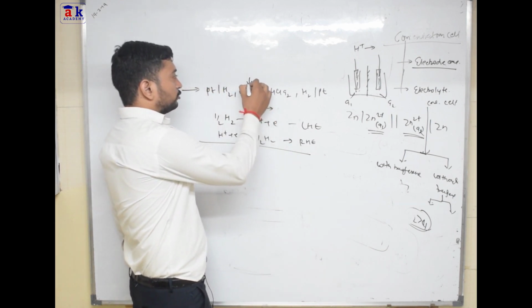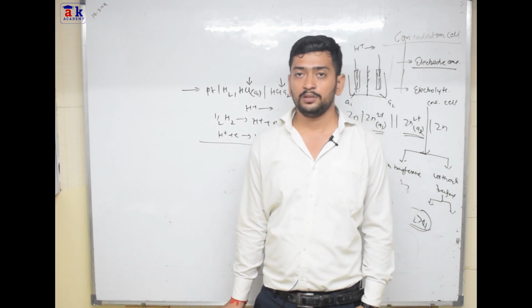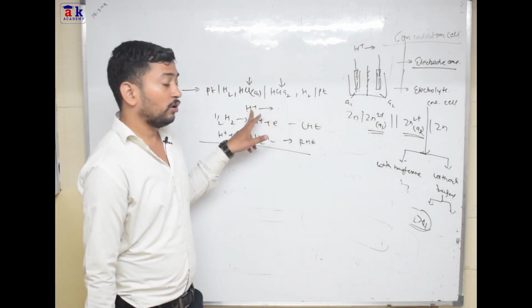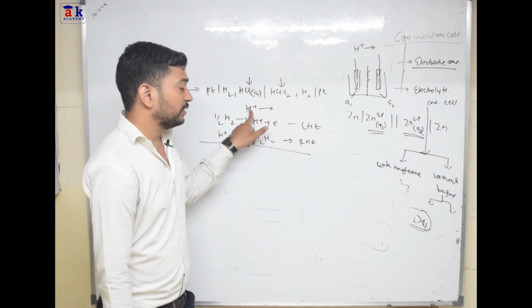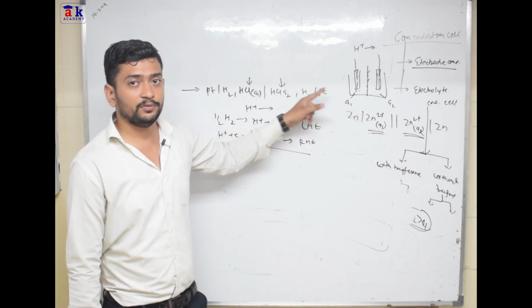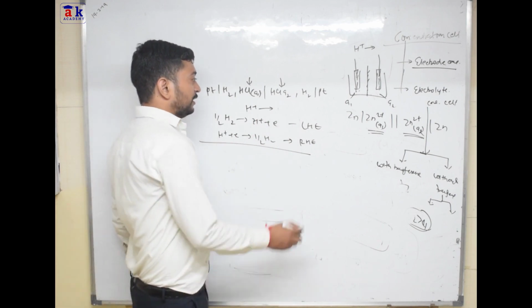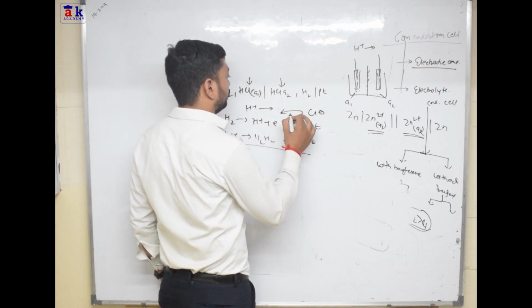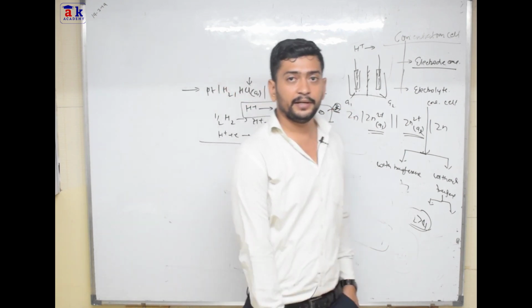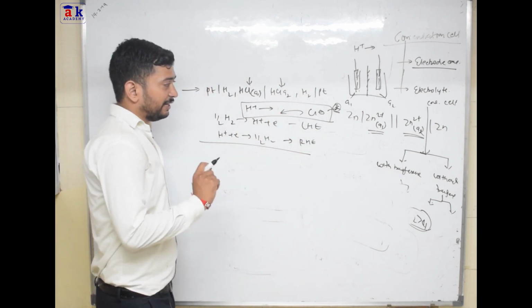In the solution we also have Cl minus. So Cl minus will also move. In which direction will it move? If cations are migrating from left to right, then anions migrate opposite to the cation. So H+ is migrating from left to right, so Cl minus will migrate from right to left. Please pay attention and please remember this. So Cl minus will migrate from this side to this side.